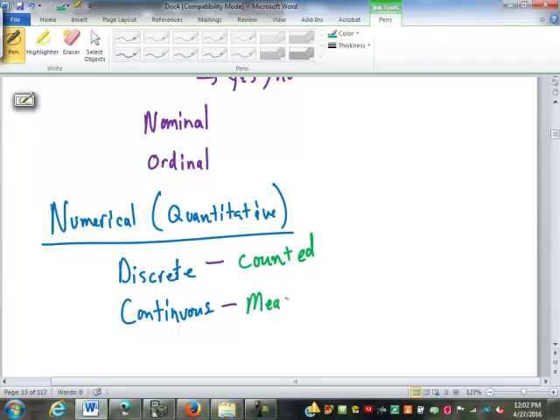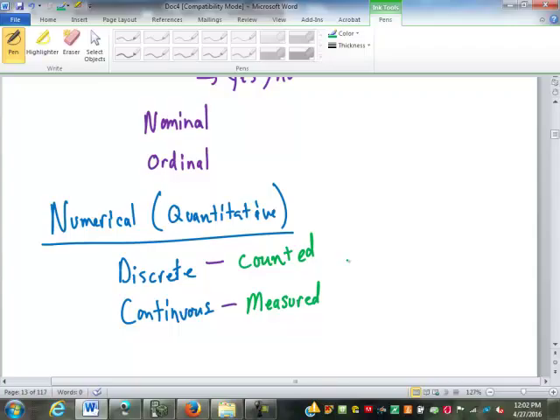Continuous are things that are measured. Your height, that's continuous. Your weight would be continuous. Age is a tough one. Time is often considered to be continuous, but you can make the argument, well, it's broken down into seconds and you count the seconds to create time. So that one I could go either way with.